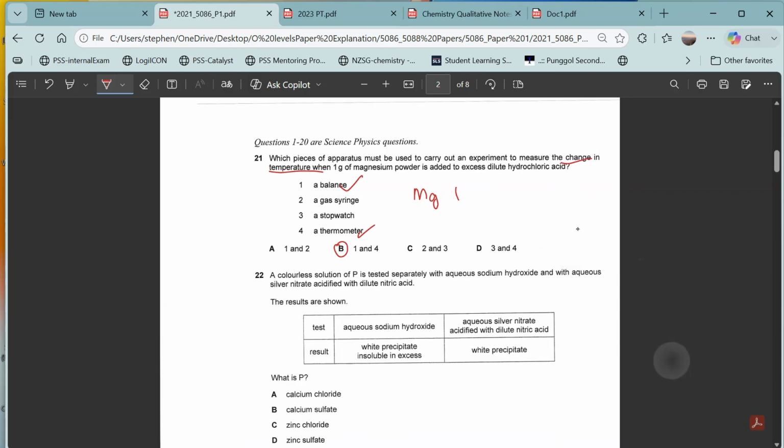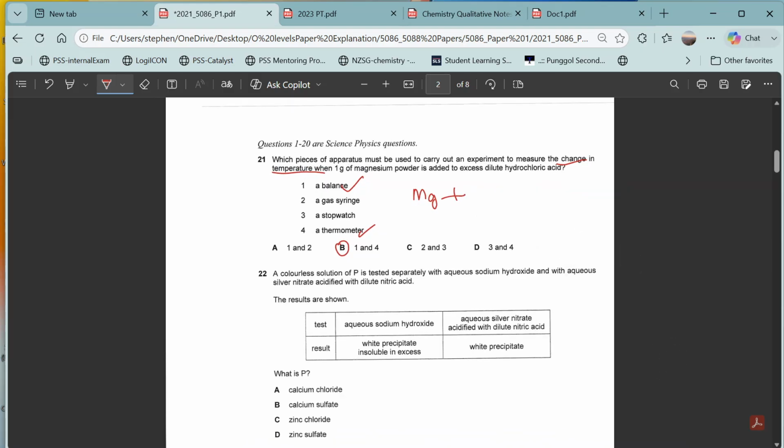If in case you want to know the equation, hydrogen gas is produced because metal plus acid, but then we are not measuring hydrogen, so you don't have to know that. Don't have to use a gas syringe.